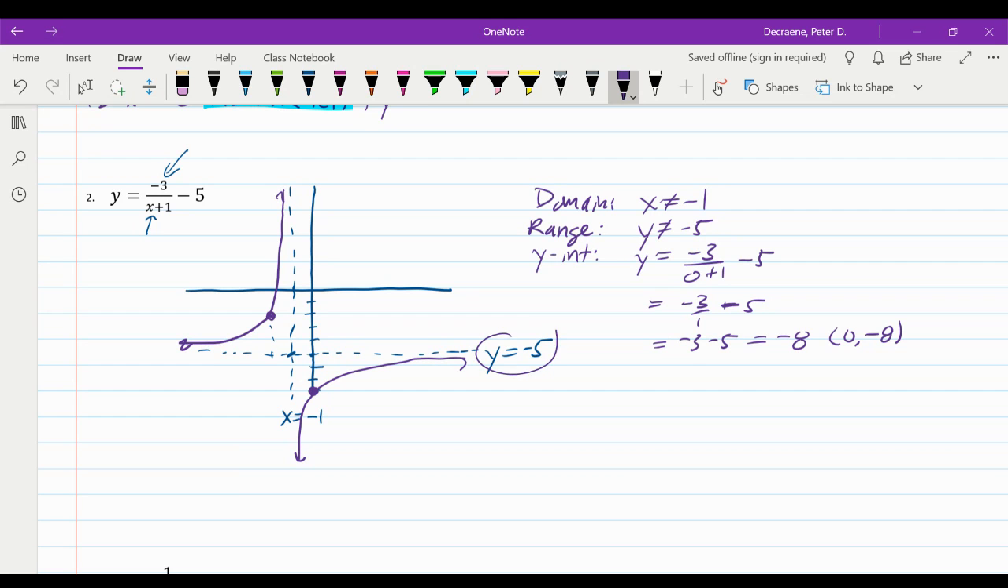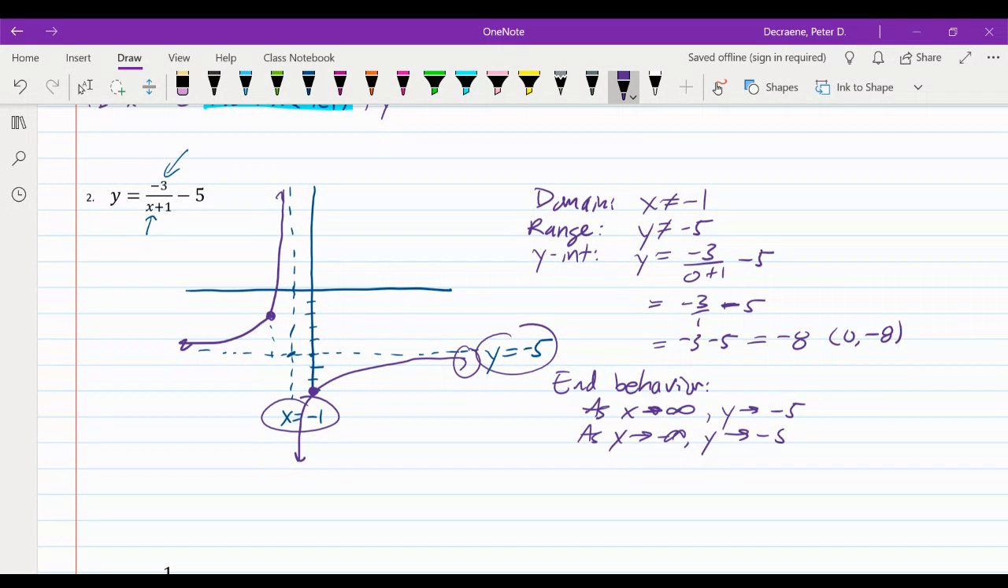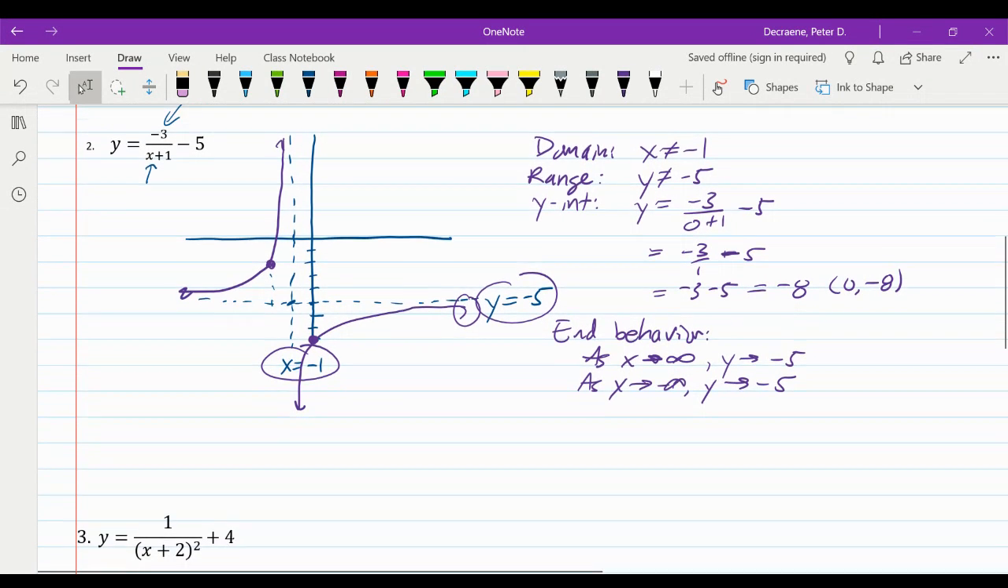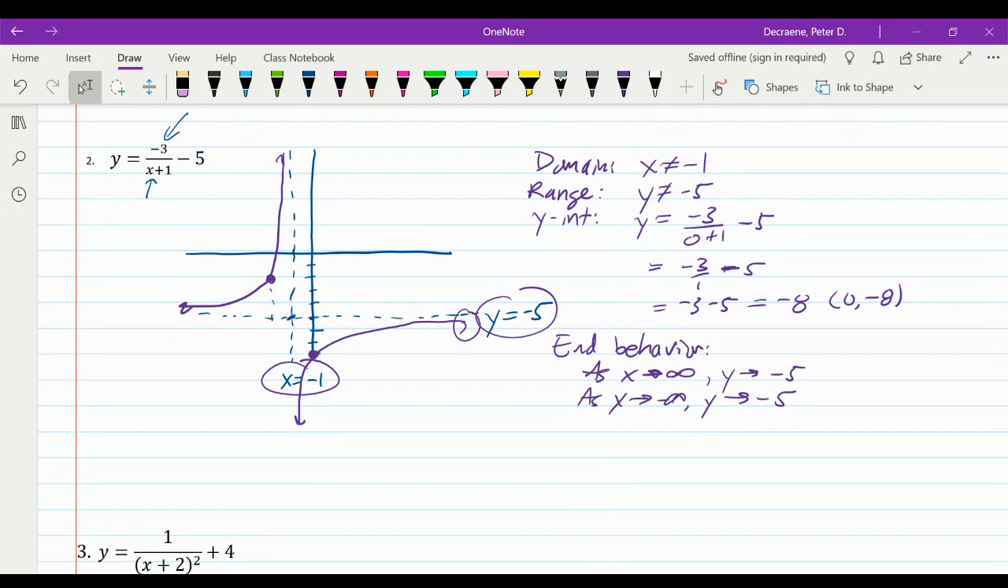Our asymptotes are y equals negative 5 and x equals negative 1. Our end behavior, as x goes to infinity, in other words, if we're over here on the right side of the graph, y is leveling off at negative 5, y goes to negative 5. As x goes to negative infinity, y is going to negative 5. That's the whole purpose of a horizontal asymptote. It tells us how close we're getting. It tells us where we're going as x goes to infinity and negative infinity.